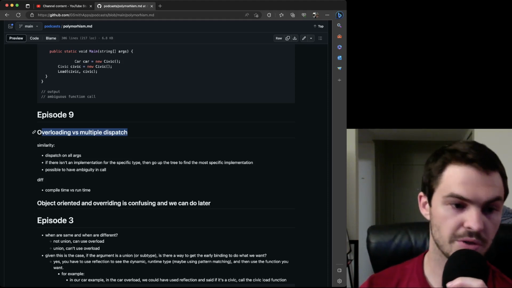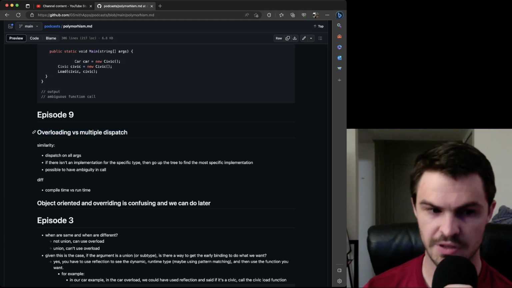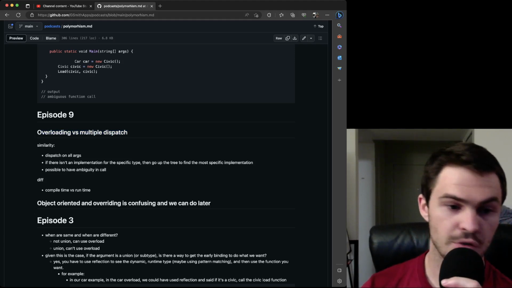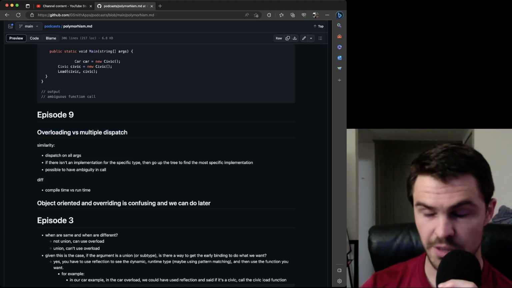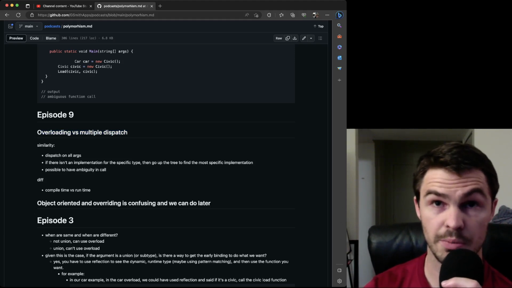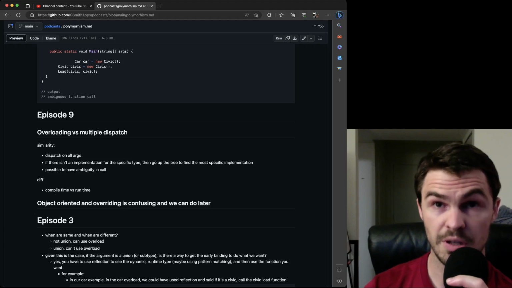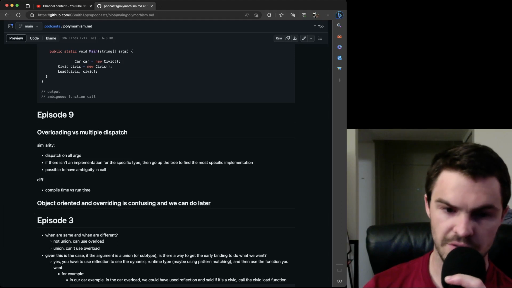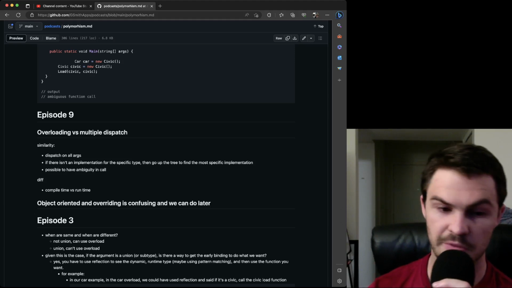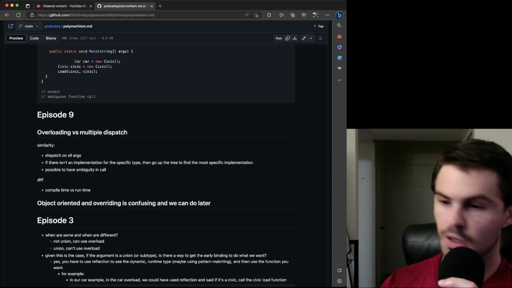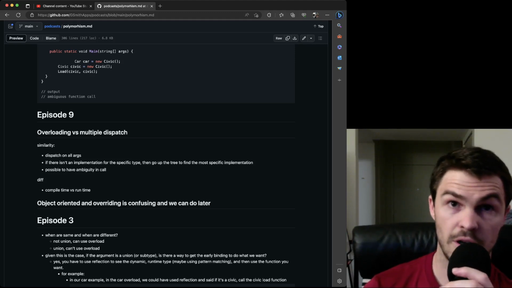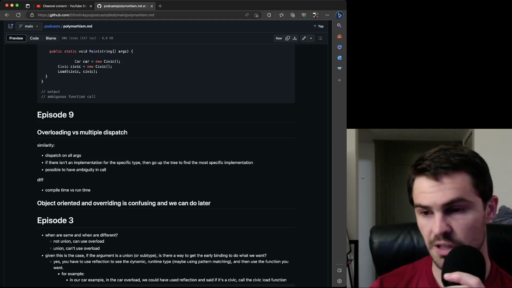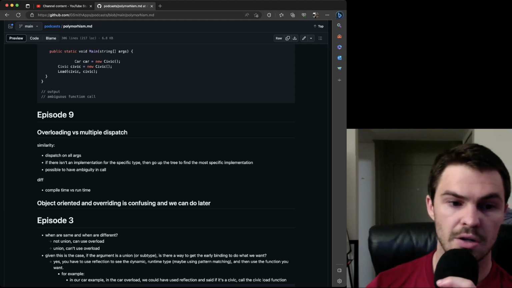Okay, so first of all, we're talking about function overloading and multiple dispatch. What are the differences? What are the similarities? We'll talk about the similarities first. They're both writing different implementations for the same function name, but on different types. For example, if you have some function called foo, and you want the implementation to be different on an integer versus a string, both overloading and multiple dispatch will allow you to do that. So that's the big thing.